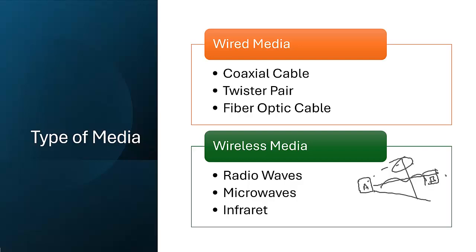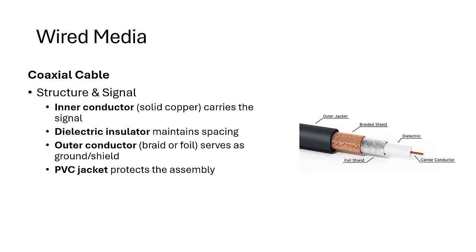So first, let's get started with wired media. The first point we're going to discuss is the coaxial cable. Do you remember your old TV? The TV channels run on the backbone of the cable, and the channels you see are basically using a coaxial cable. So coaxial cable is actually used in your cable TV network.